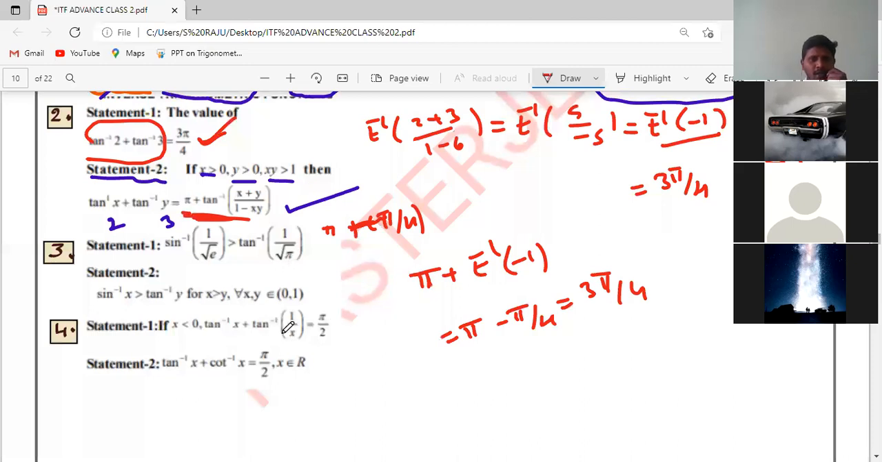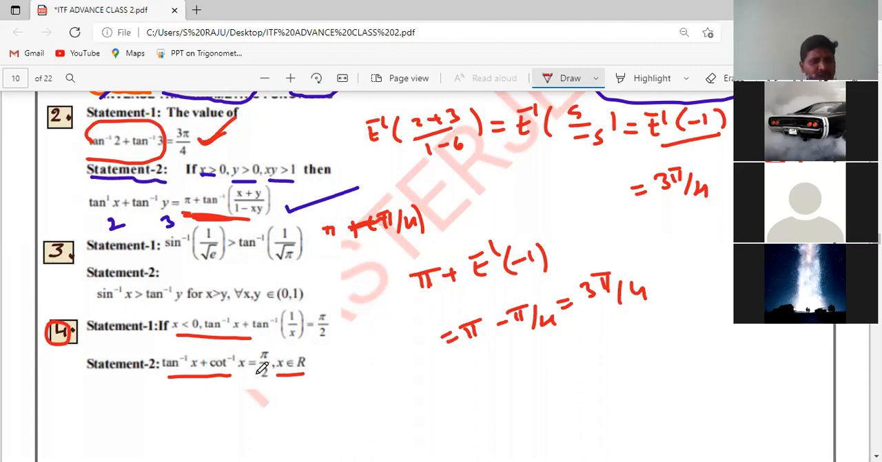Right. Here the thing is this third one and fourth one. If you see the fourth one, what about this tan inverse x plus cot inverse x? Which one is correct among them? Statement 1 is the formula. Statement 2 is also a property. Which property is correct? Here they have given x belongs to R. For every real number, it is correct.